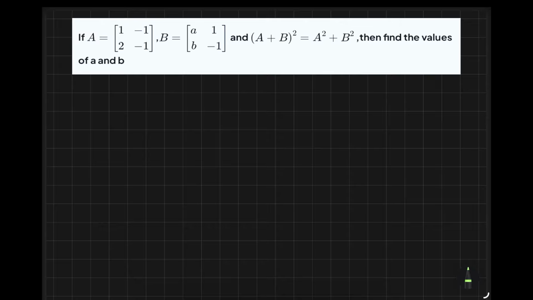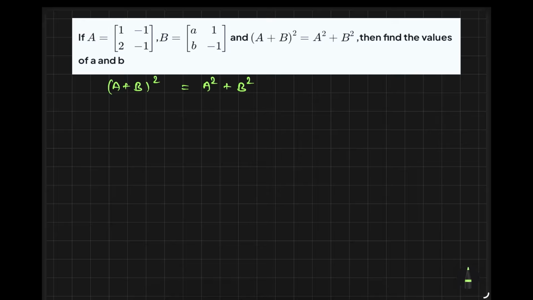So, we are back with a wholesome new question which says: if A equals this, B equals this, and (A + B) whole square equals A square plus B square, then find the value of a and b. Now, if you observe this equation, sir, (A + B) whole square is A square plus B square. Sir, it is wrong, because (A + B) whole square is A square plus B square plus 2AB. Correct now? But you cannot apply this thing over here.